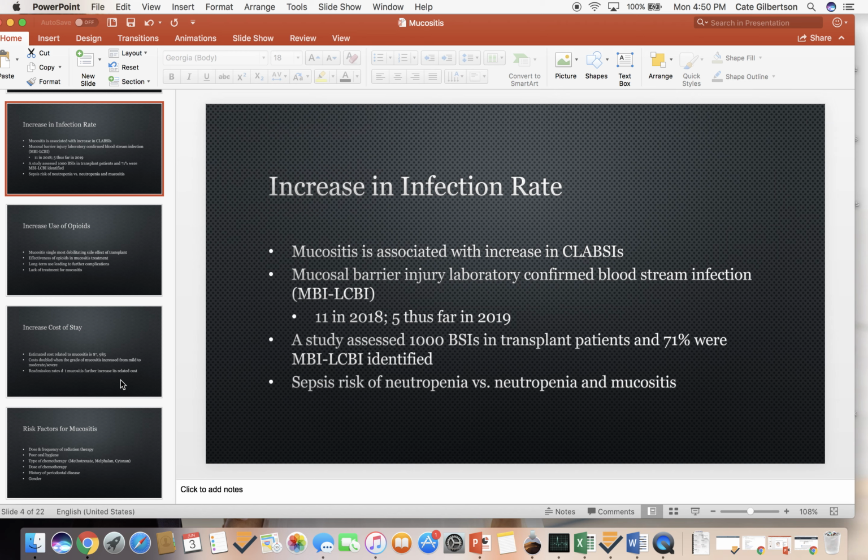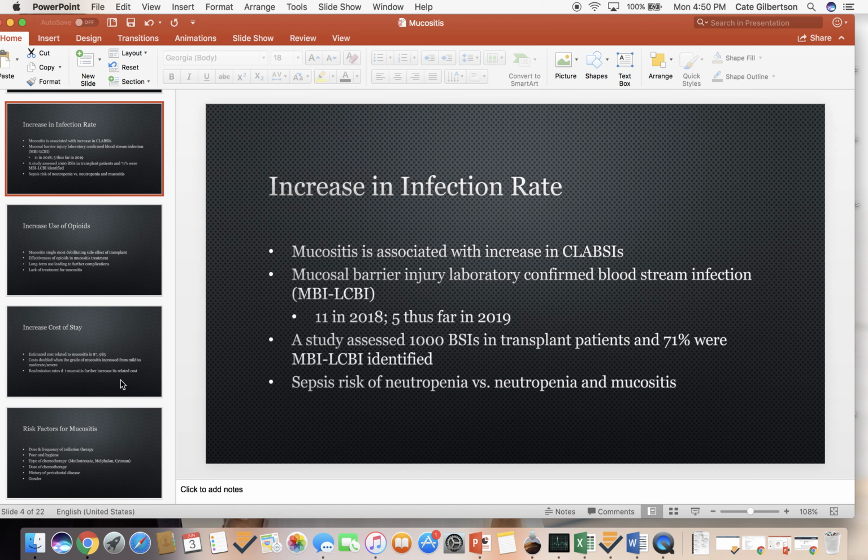A study assessed 1,000 BSIs in transplant patients, and 71% were MBI-LCBI identified, meaning 71% of those positive cultures came from an organism that lives within the digestive tract. Things like E. coli are an example. So just thinking of how we could decrease the spread of that to then decrease it going into the bloodstream. As I was saying, the sepsis risk really increases with mucositis. So there's a significant increase in the sepsis risk when there's just neutropenia versus neutropenia and mucositis.